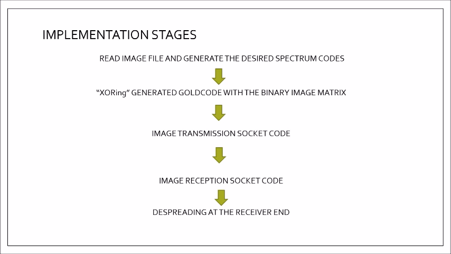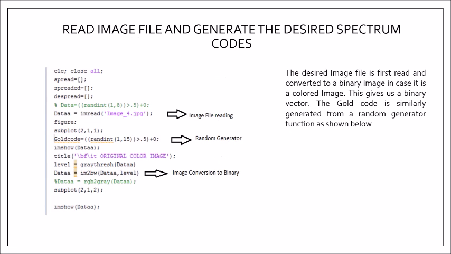Implementation stages. The project was taken through the following stages: reading the image file and generating the desired spectrum codes, XORing the generated goal code with the binary image matrix, image transmission socket code, image reception socket code, and despreading the code at the receiver end. The coding was done in MATLAB.